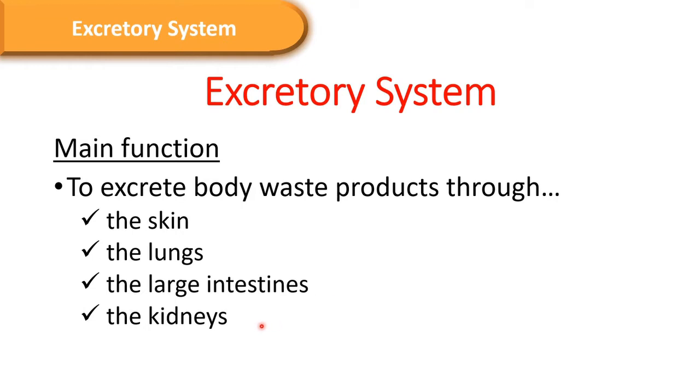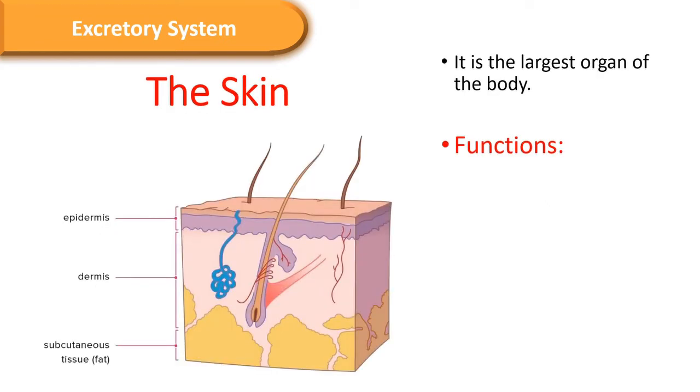For further slides, we will be talking about these organs respectively. Now, let's begin with the first organ of your excretory system, and that is your skin. Your skin is the largest organ of the body because it covers your head, your upper body, and your lower body. Your skin also includes your hair as well as your nails.